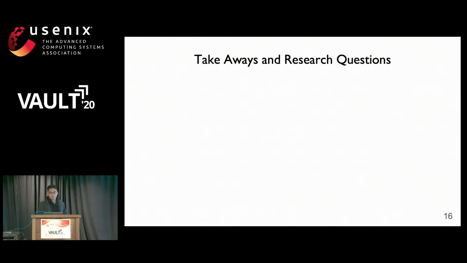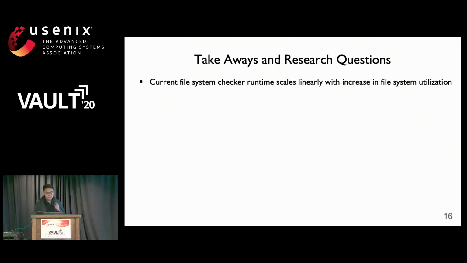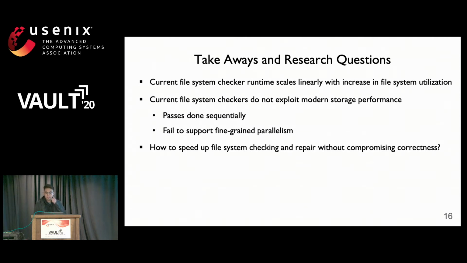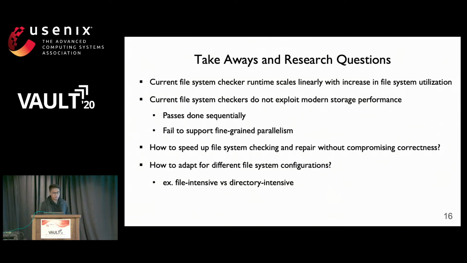So, some takeaways and research questions. We saw that the current file system checker runtime scales linearly with file system utilization. We also see that current file system checkers do not exploit modern storage performance because all passes are done sequentially, and file system checkers fail to support fine-grained parallelism. In light of these takeaways, we want to answer: how can we speed up file system checking and repair without compromising correctness? Also, how can we adapt to different file system configurations, such as a file-intensive file system versus a directory-intensive file system?